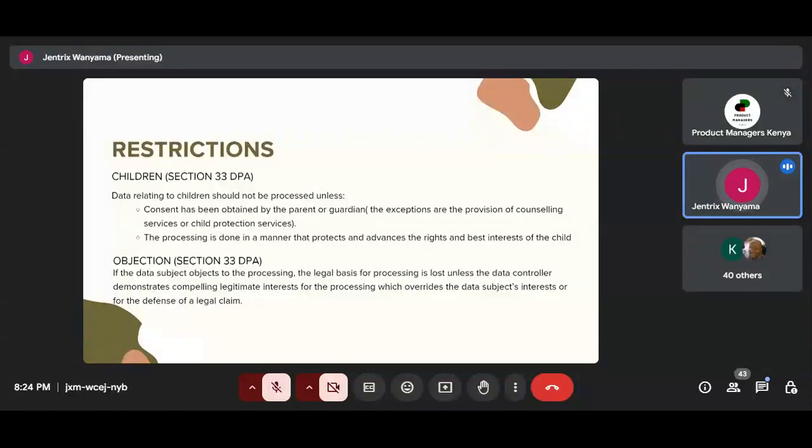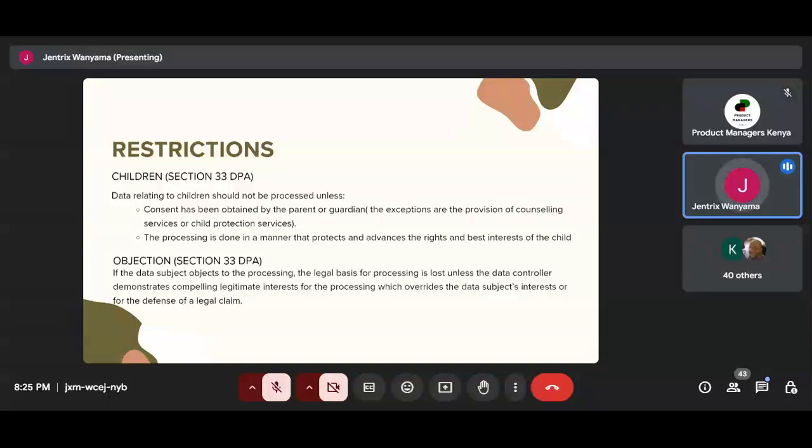The other one is objection. So if a data subject objects to the processing, the legal basis for processing is immediately lost, unless you as a data controller demonstrate a compelling legitimate interest for that processing that will then override the data subject's interest or for the defense of the claim.